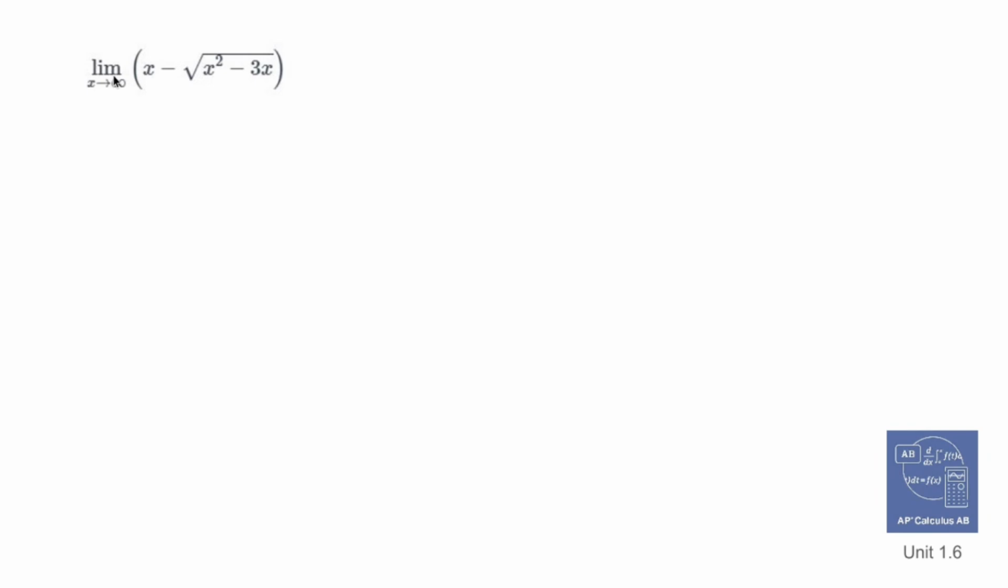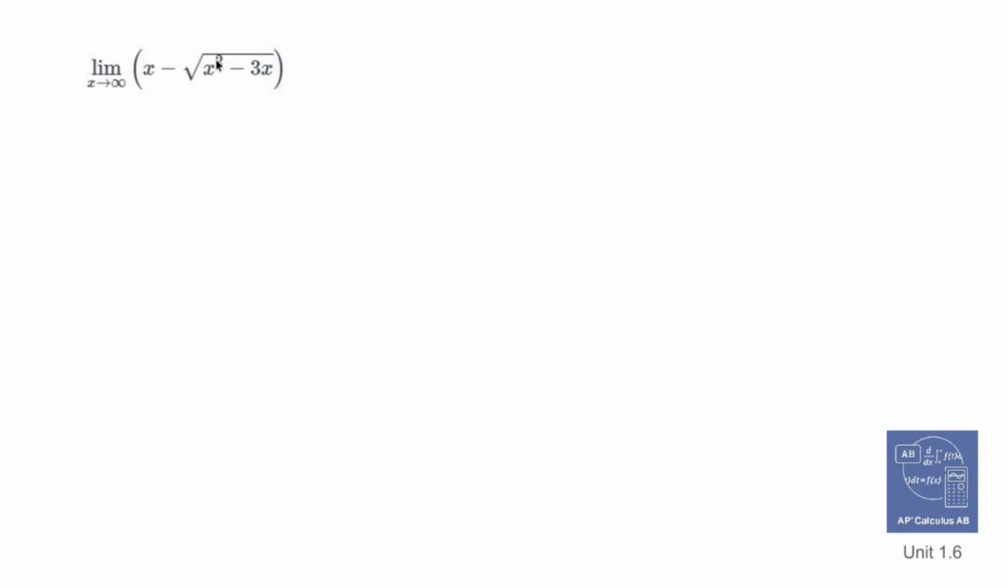Find the limit as x approaches infinity of this gross looking guy right here. We have x minus the square root of x squared minus 3x. If I were to plug in infinity, we would get infinities everywhere, and that's an issue. Can't do that. So this is what we can do.